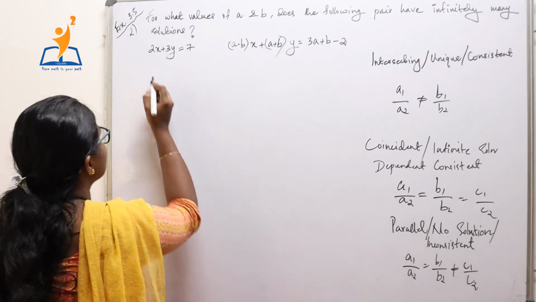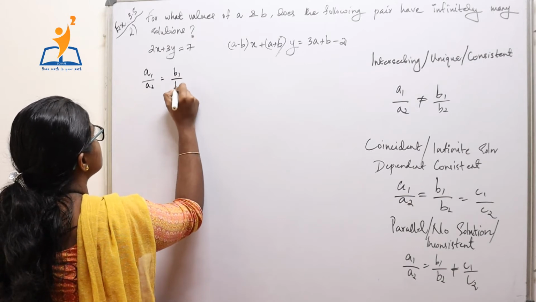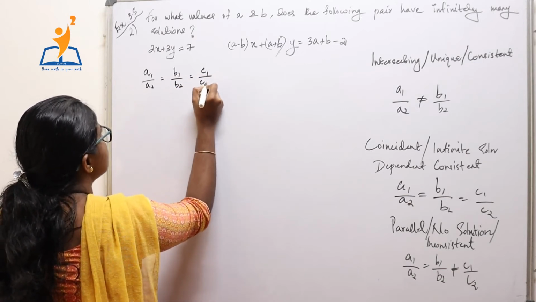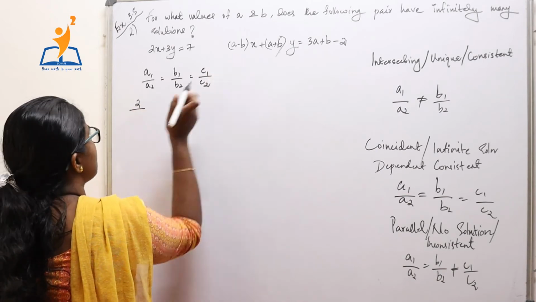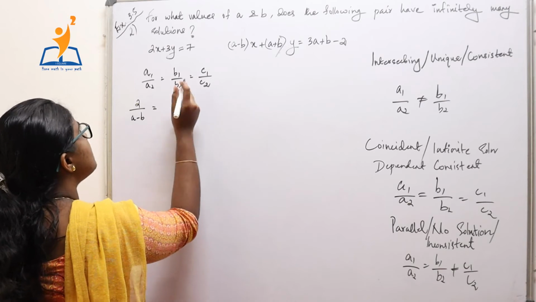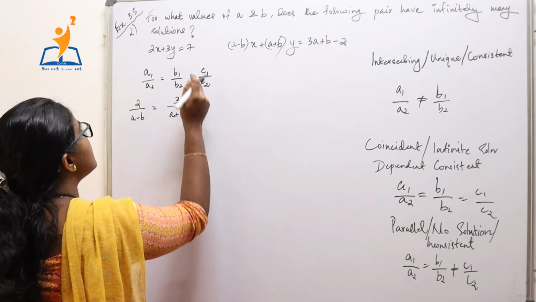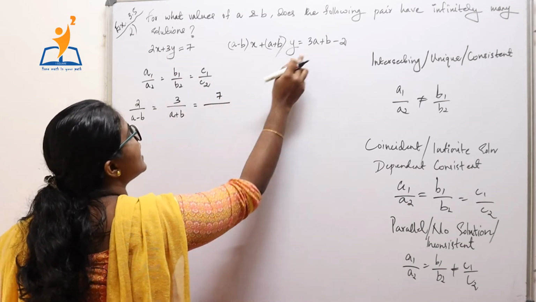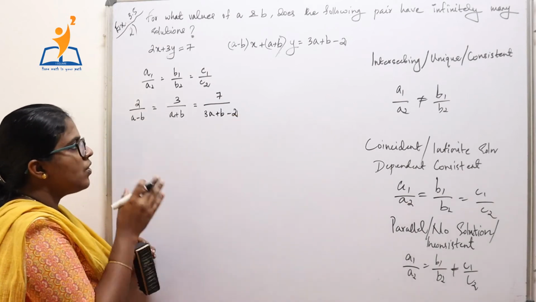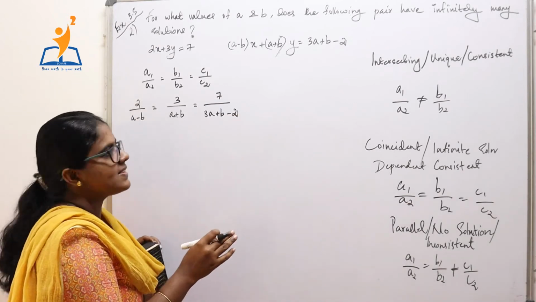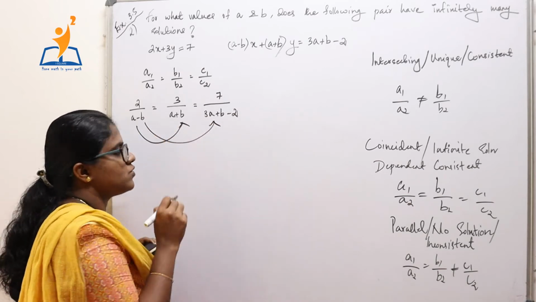So we will consider that condition, that is a1 by a2 equals to b1 by b2 equal to c1 by c2. Now what is a1 by a2? It is 2 by a minus b. What is b1 by b2? It is 3 by a plus b. What is c1 by c2? It is 7 by 3a plus b minus 2. So we got the condition like this, and I am going to equate these two equations and these two equations.